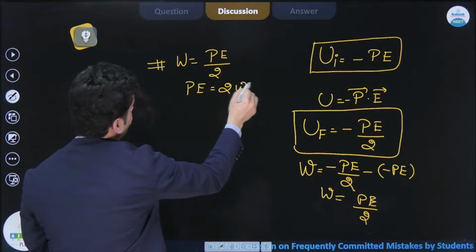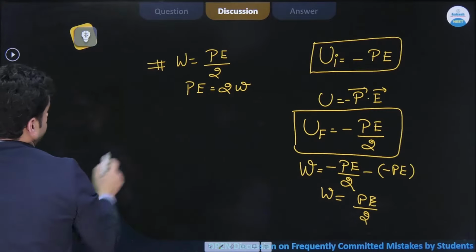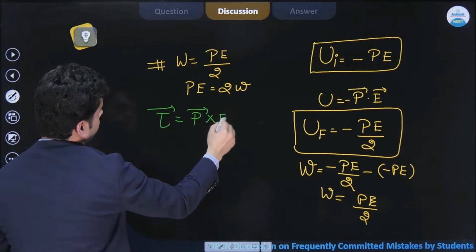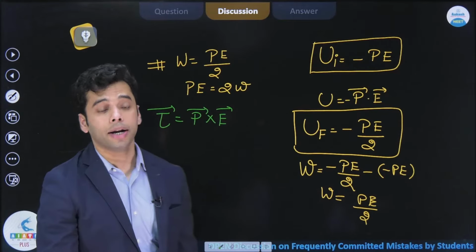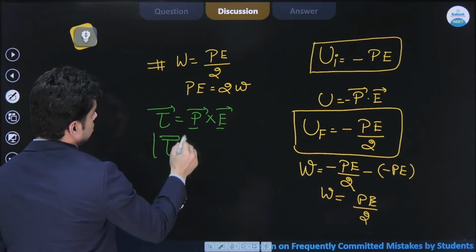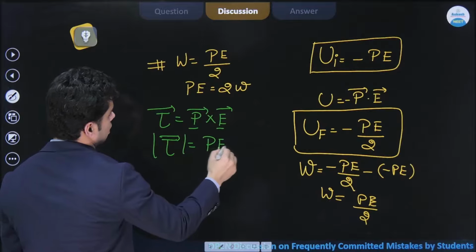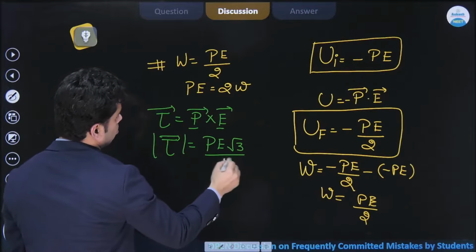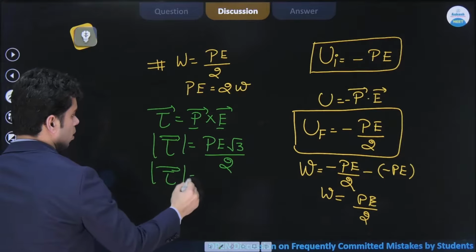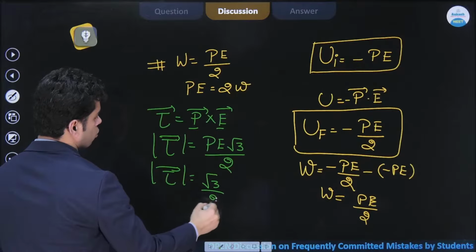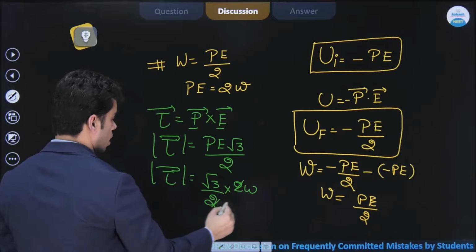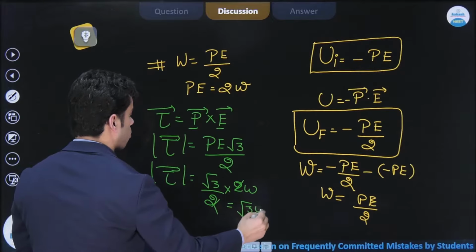Now let's talk about torque. Torque is given by P cross E. Right? Angle between P and E is 60 degrees. So the magnitude of tau is PE sin 60, that is root 3 by 2. You have to write the value of torque in terms of work done. So tau will be equal to root 3 by 2 in place of PE, 2W. So this 2 and 2 cancel, and it is coming out to be equal to root 3 times W.